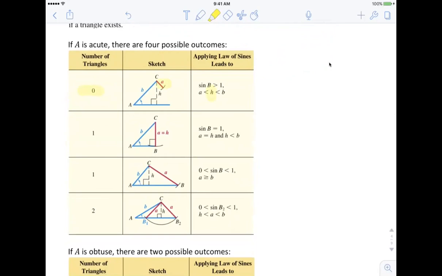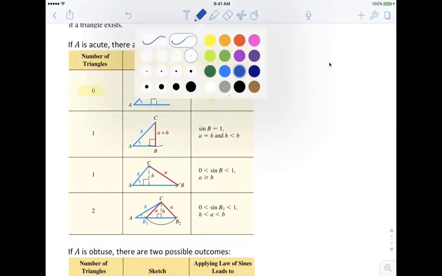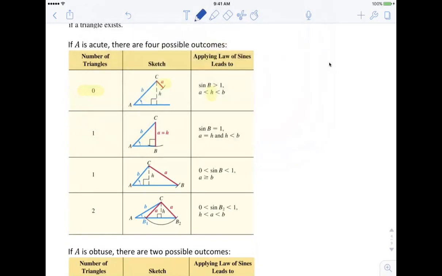And the cool thing about that is it's pretty easy to figure out the height because that's just right triangle trigonometry. So I'll write a little formula for that, because if you think about that right triangle, the sine of A is the opposite, h, over the hypotenuse, which is in this case b. So h is going to be b sine A. So you can do a quick calculation of b sine A. And then if a is less than that, there's no triangles possible, okay?